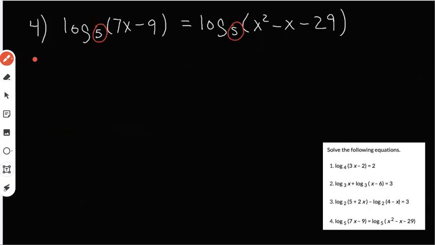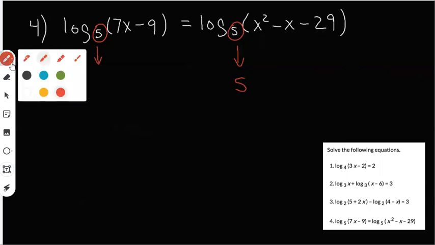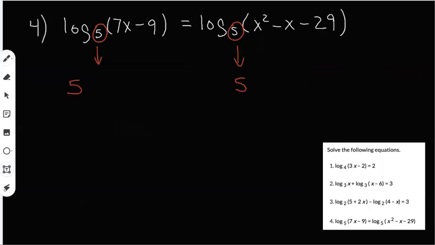So what we're going to do is bring that base down and make it the new base for an exponential expression. Now the logarithm is going to be the exponent. So I have log base 5 of 7x minus 9, and that is equal to 5 to the exponent of this logarithm, log base 5 of x squared minus x minus 29.